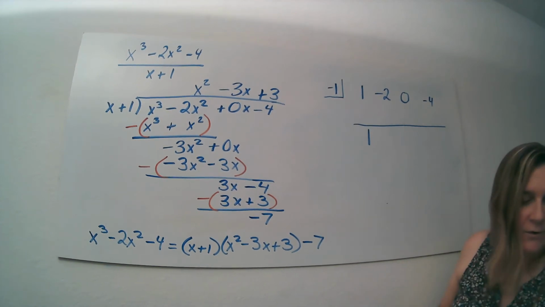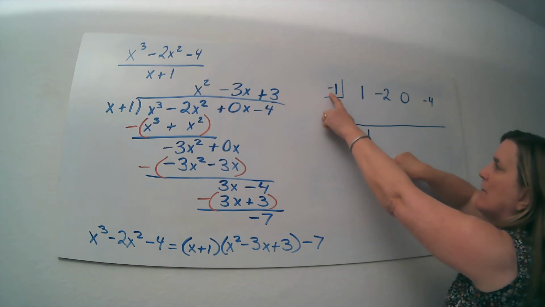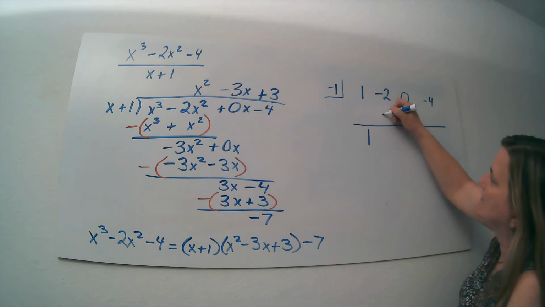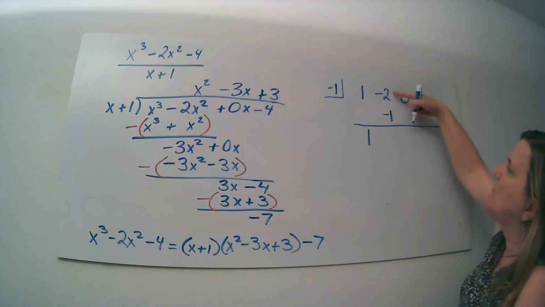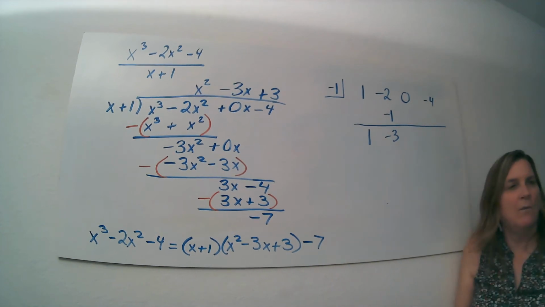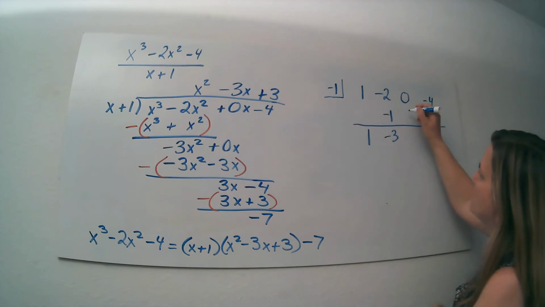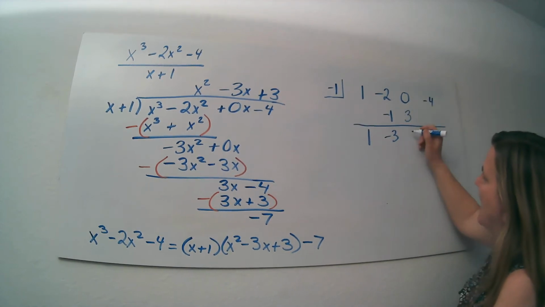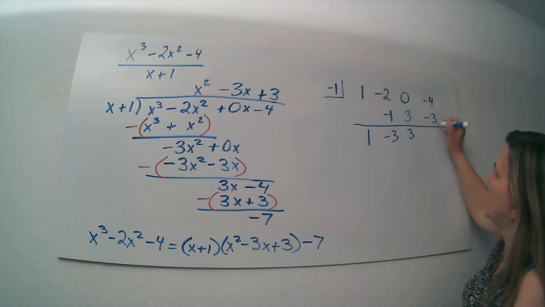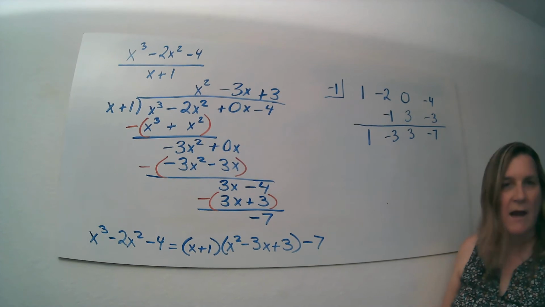And now here's our process. Multiply these two numbers together and write it down. So -1 times 1 is -1. And then we add. And then we repeat that process. -1 times -3 is 3. And add. -1 times 3 is -3. And add. And notice what we have.